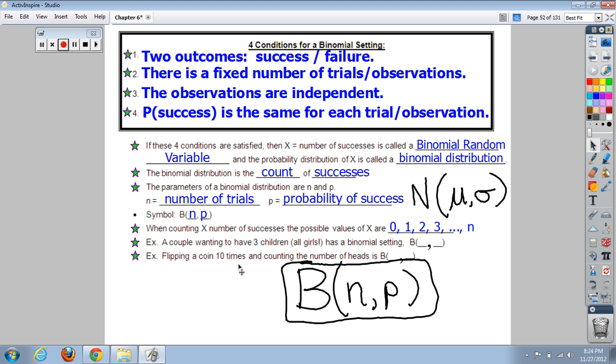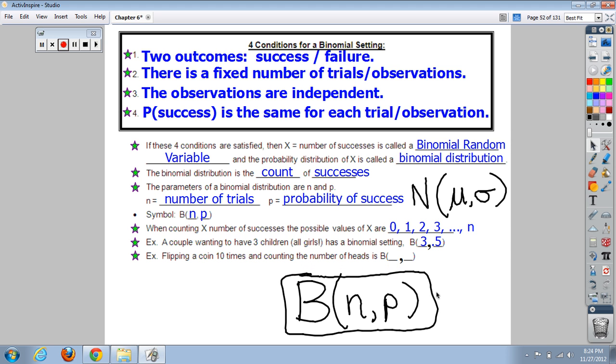A couple wanting to have 3 children, all girls, has a binomial setting. The number of trials, the number of children, would be 3, and the probability of success for each child being a girl is 50%, or 0.5. Flipping a coin 10 times and counting the number of heads: the number of trials is 10, and the probability of success we're considering, heads, is 50%, or 0.5.